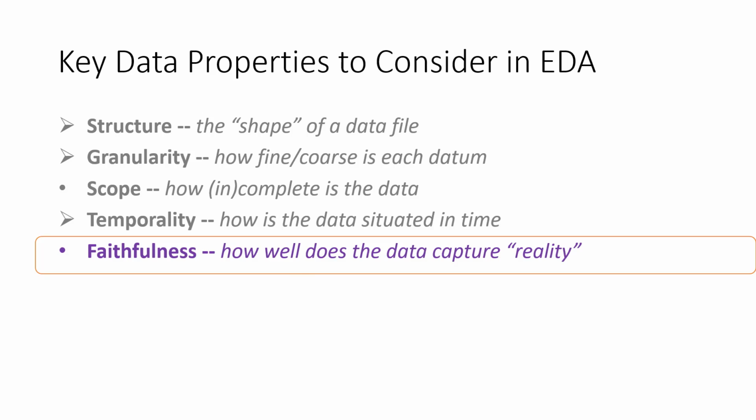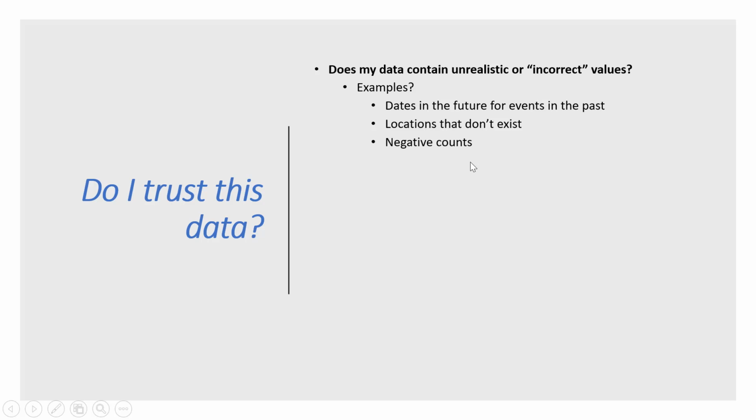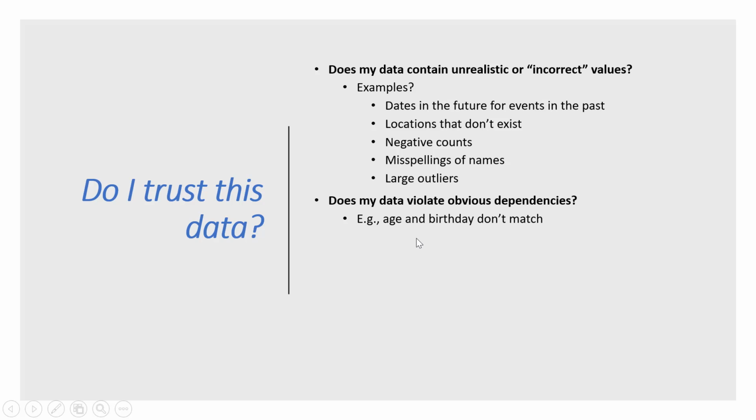Faithfulness: how well does the data capture reality? Do I trust this data? Does my data contain unrealistic or incorrect values? Again, you must understand the context to know that. Some examples are dates in the future for events in the past, locations that don't exist, negative counts, misspellings of names, and large outliers. Does my data violate obvious dependencies? For example, age and birthday don't match. If you know the birthday and the age says 150 years, we know that's probably not right.